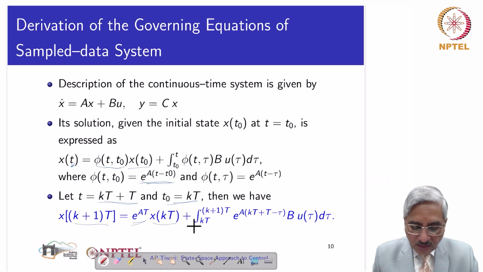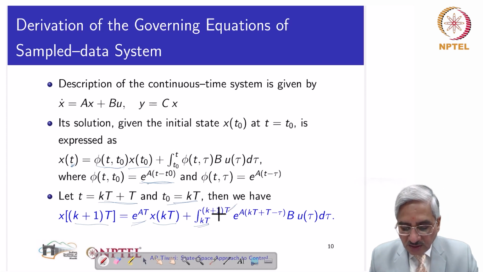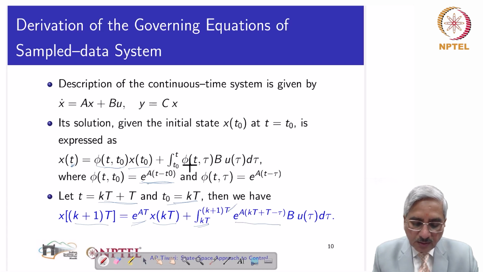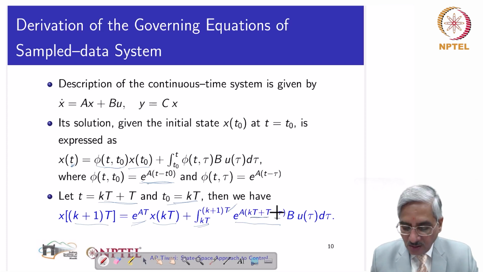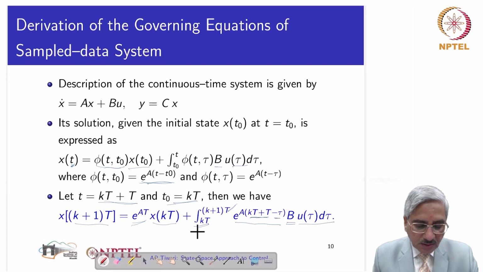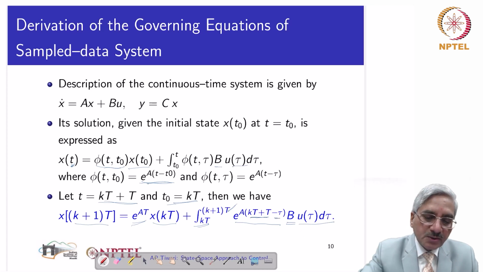Now t0 in the integral is kT. On the upper side it is t, which is (k plus 1)T, so that is substituted here, and in phi(t, tau), t is kT plus T minus tau. So e power A(kT plus T minus tau), and then the rest is as it is, B u(tau) d tau. So this is what we obtain by substitution.